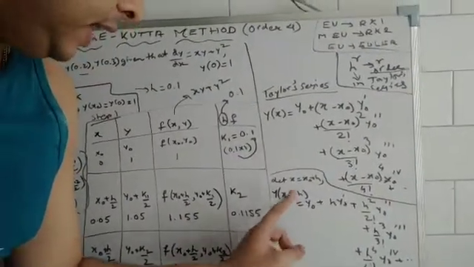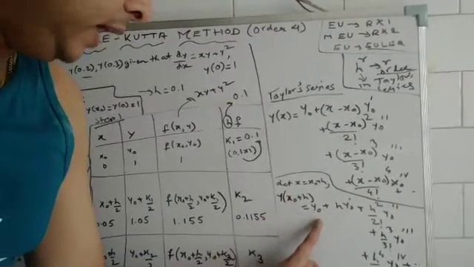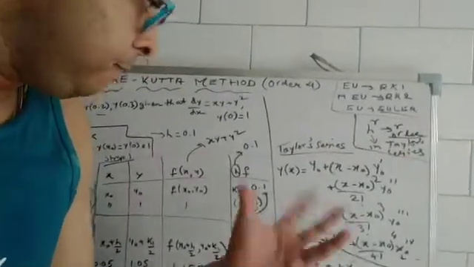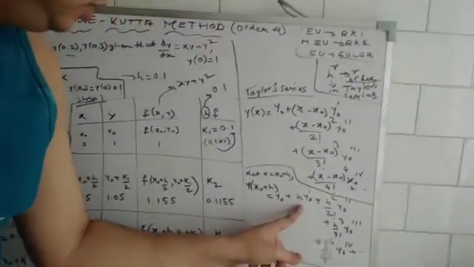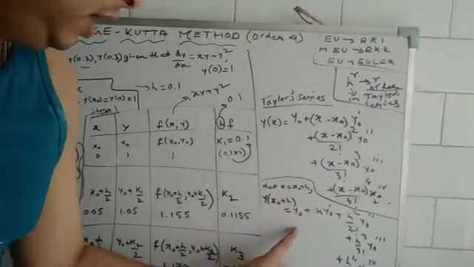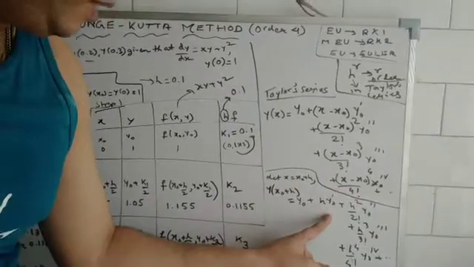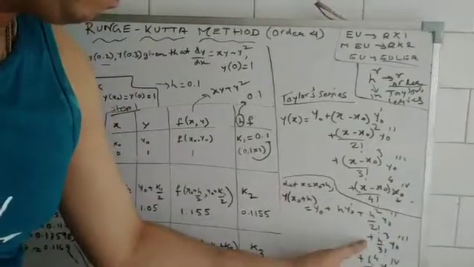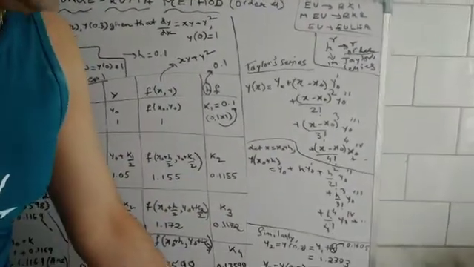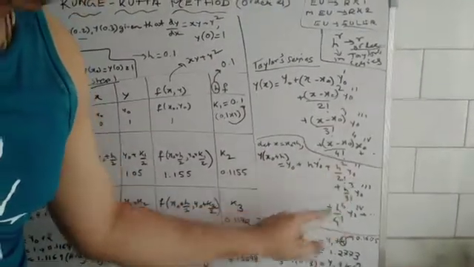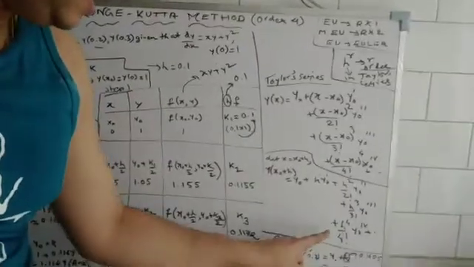So y(x0 plus h) is equal to y0. Instead of x minus x0, x minus x0 is basically h, so replace all this x minus x0 by h. Here you will get y0 plus h y0 dash, then h square by 2 factorial y double dash 0, and it will continue like that. For this method we are considering up till h to the power 4. 1, 2, 3, 4, 5: 5 terms, and the last power is h4.